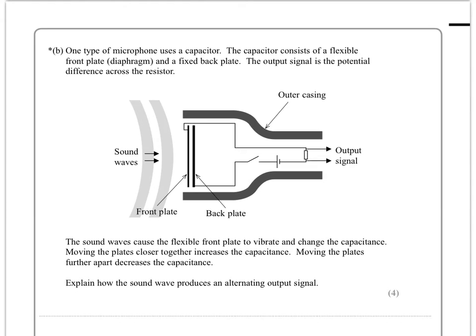Part B, one type of microphone uses a capacitor. The capacitor consists of a flexible front plate, the diaphragm, and a fixed back plate. The output signal is the potential difference across the resistor. It says here that sound waves cause the flexible front plate to vibrate and change the capacitance. So that's how this works. The capacitance is changed by the vibrations coming in. Moving the plate closer increases the capacitance, and moving the plates further out decreases the capacitance. So you've got the value of C changing as these vibrations come in.